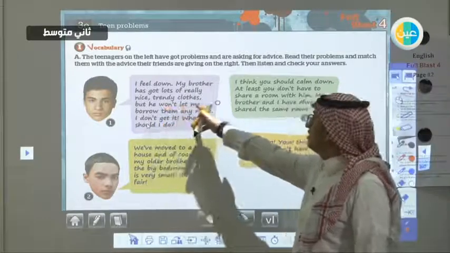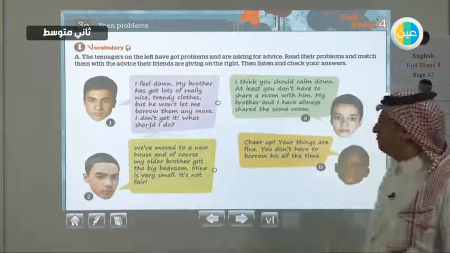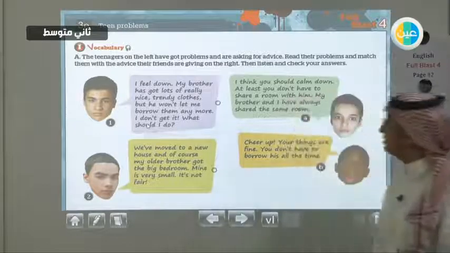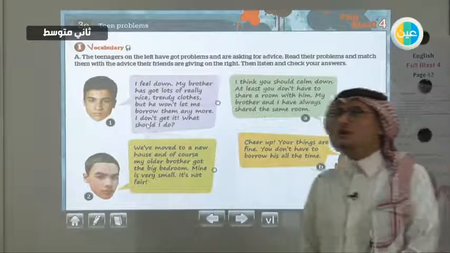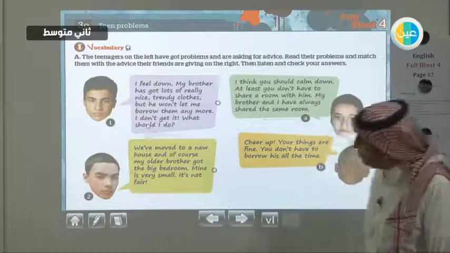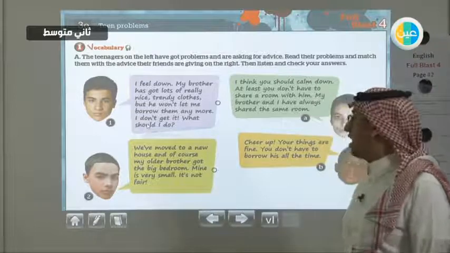But he won't let me borrow them anymore. Maybe he's a greedy brother, okay. I don't get it, okay. What should I do? What should I do, okay. Boy 2, look at boy 2 here. We have moved to a new house.